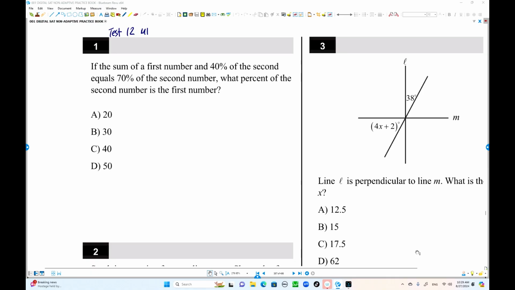Hi everyone, this is test 12 module 1. Today we're going to finish odd numbered questions. Okay, all right, here is number 1.